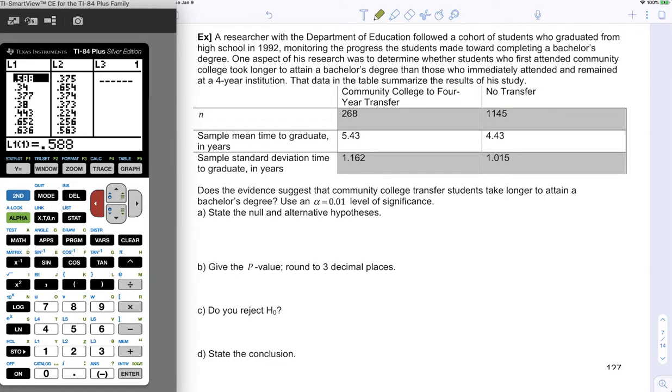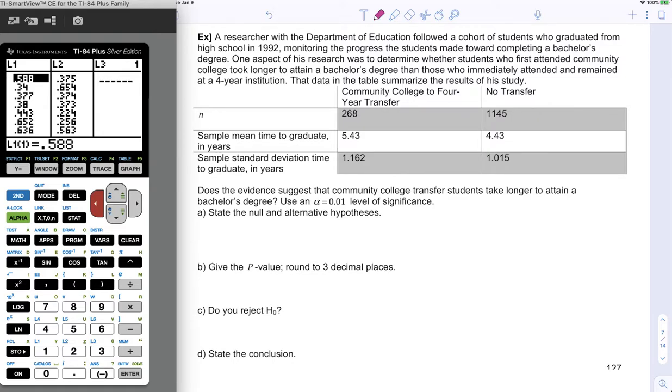A researcher with the Department of Education followed a cohort of students who graduated from high school in 1992, monitoring the progress the students made toward completing a bachelor's degree. One aspect of his research was to determine whether students who first attended a community college took longer to attain a bachelor's degree than those who immediately attended and remained at a four-year institution. The data in the table summarize the results of his study.